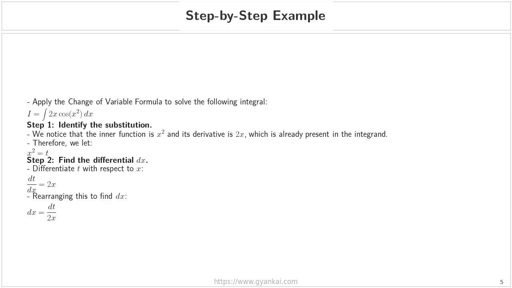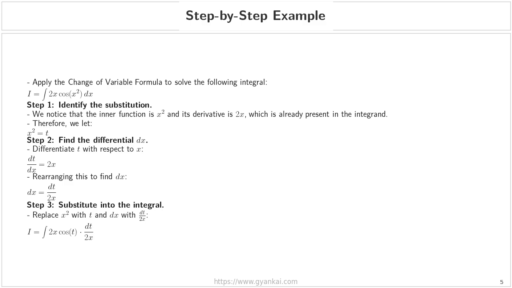So we differentiate both sides of our substitution, t equals x squared, with respect to x. This gives us dt by dx equals 2x. Now, to isolate dx, we rearrange this equation. Dividing both sides by 2x, we get dx equals dt divided by 2x. This is crucial. It's our scaling factor, our exchange rate, as we discussed with the currency analogy.